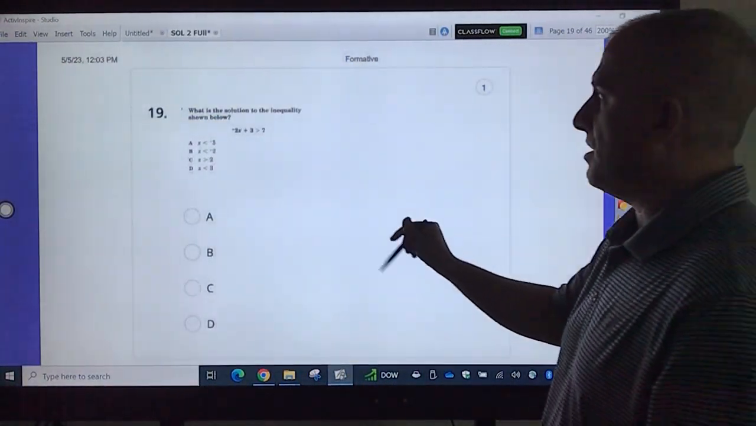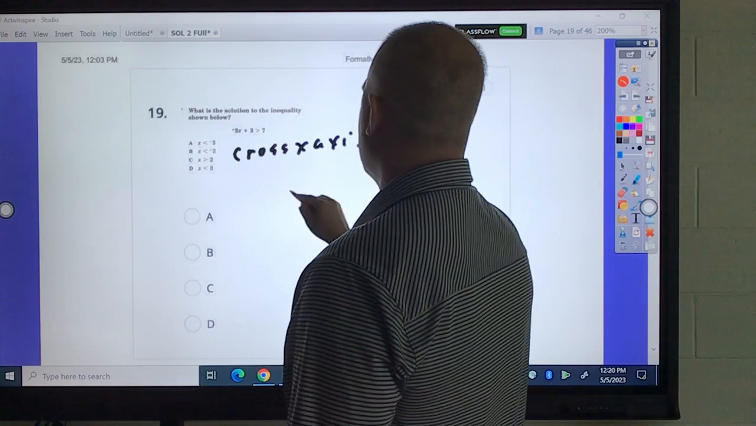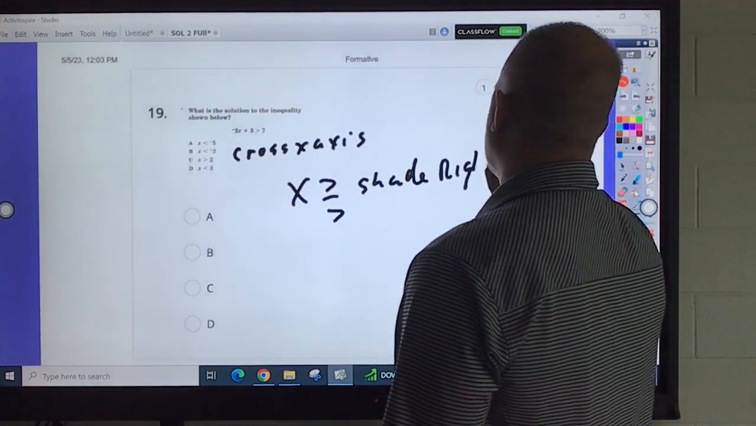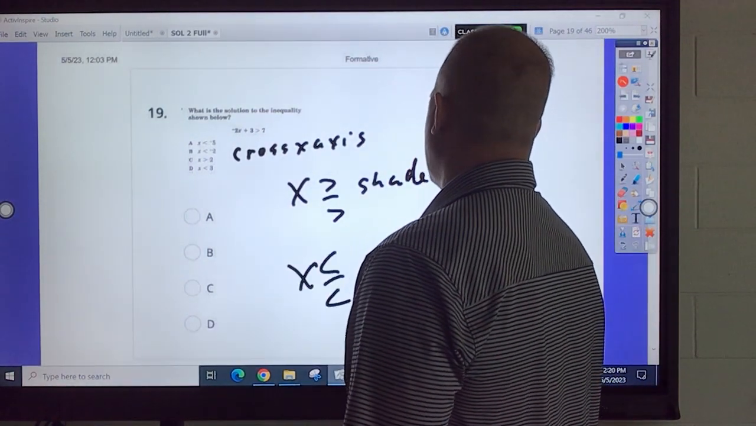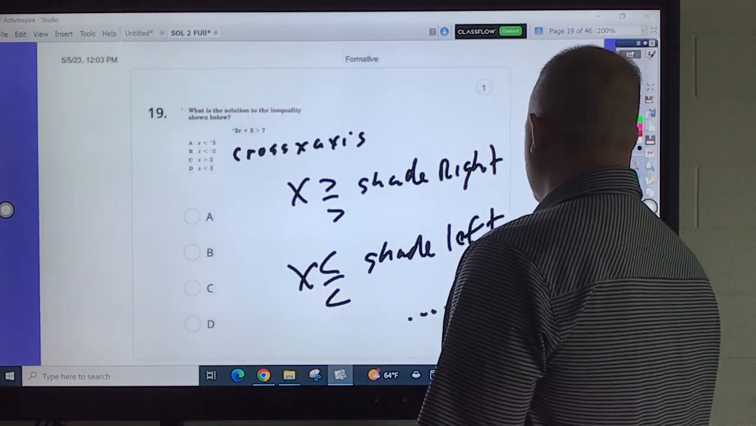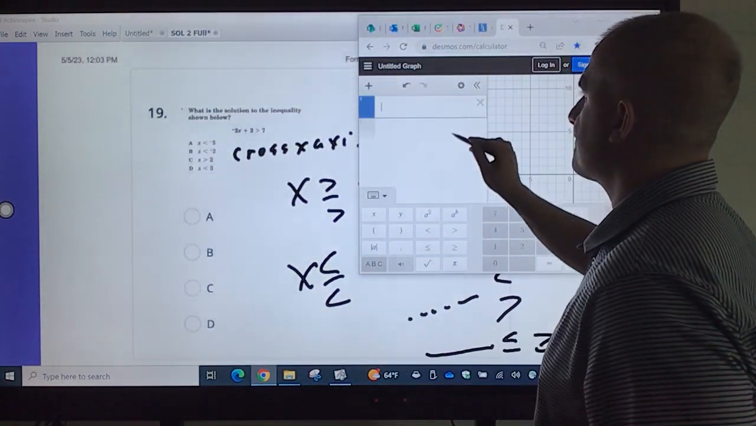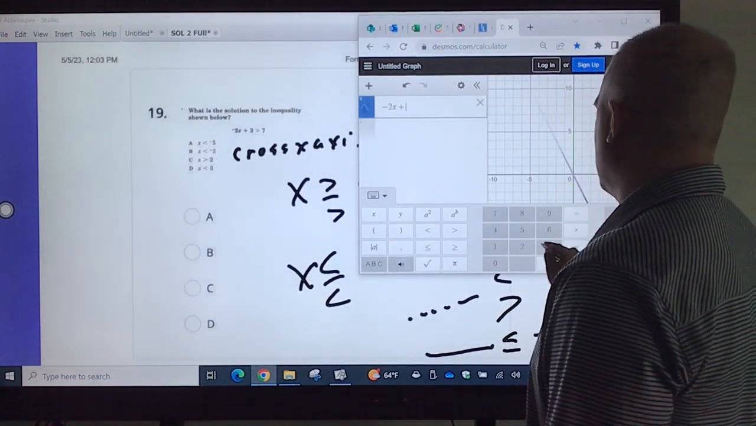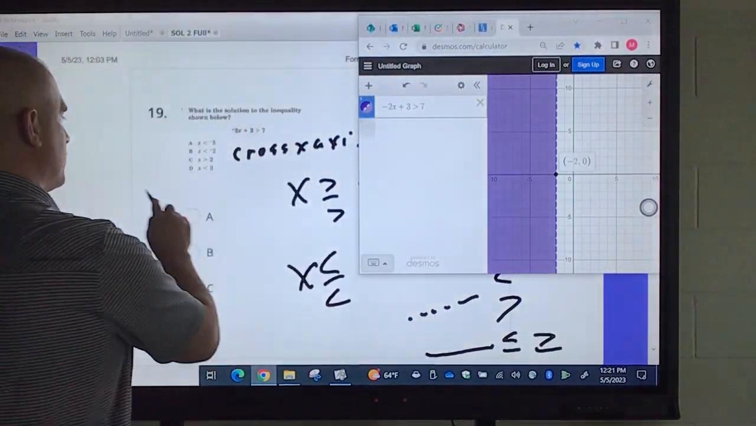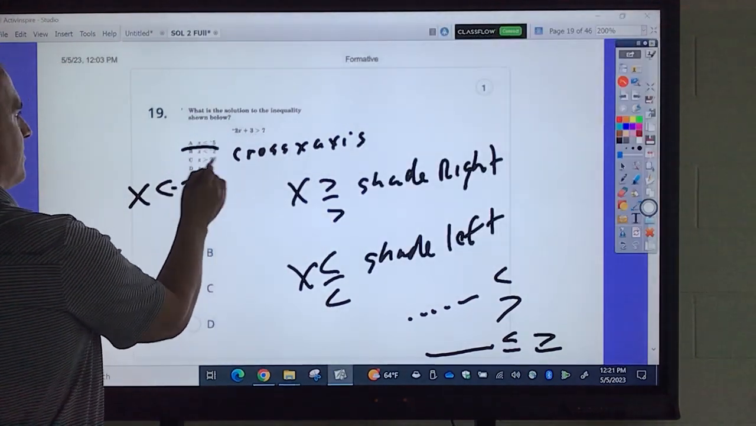19, the inequalities. Now what I want to do is I want to see where it crosses the x. And as a reminder, it's this or this for shade right. This or this for shade left. Okay? If you have a dashed line, it's these. If you have a solid line, it has a line underneath of it. Okay? So all I got to do, type negative 2x plus 3 greater than 7. Okay? All right? So that's negative 2, and since it's shaded left, and then the thing is dashed, that's what you would have. Okay? All right, so that would be this one.